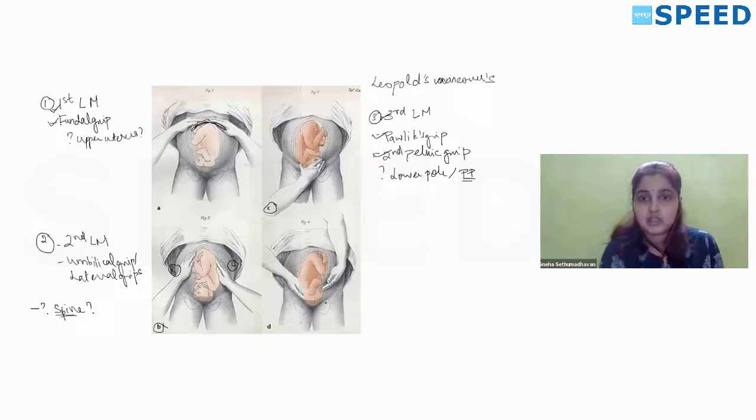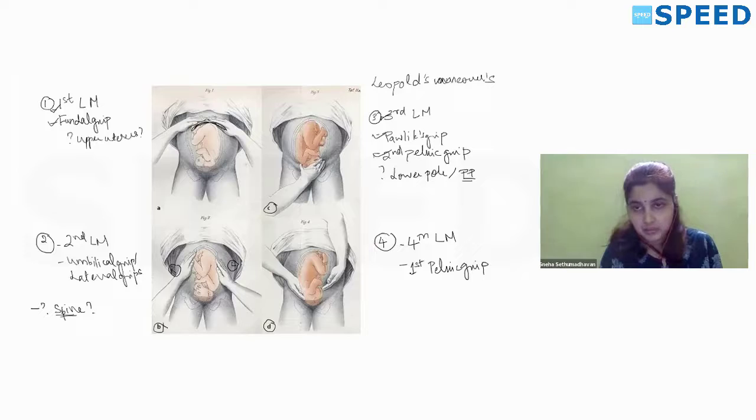All right. Now D, picture D is called as the fourth Leopold's maneuver, otherwise called as the first pelvic grip. So don't get confused with the first and second pelvic grip. The fourth maneuver, the last maneuver, is actually called as the first pelvic grip, and the third maneuver is called as the second pelvic grip or the Paulick's grip.